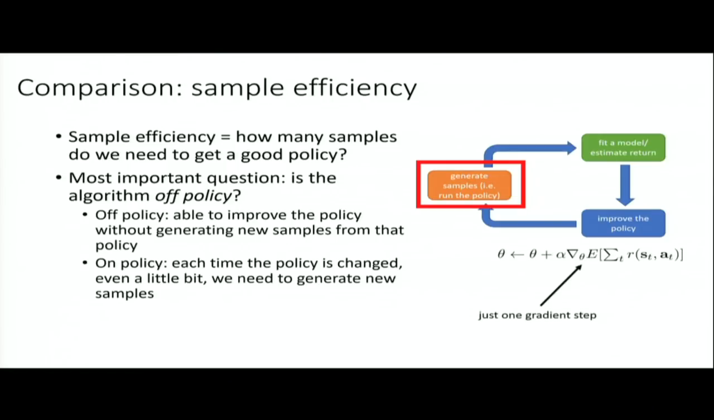OK, so if you take just one gradient step, that actually will change your policy. So if you have a big neural network and the gradient step only changes it a tiny bit, you might end up generating many, many samples.